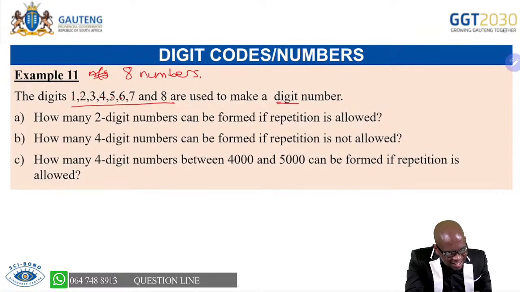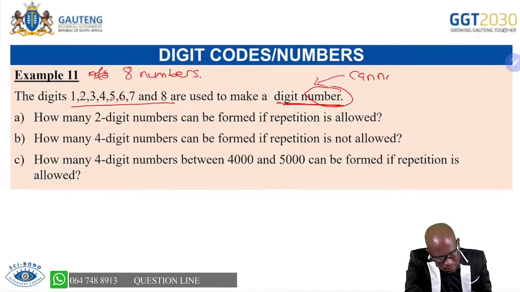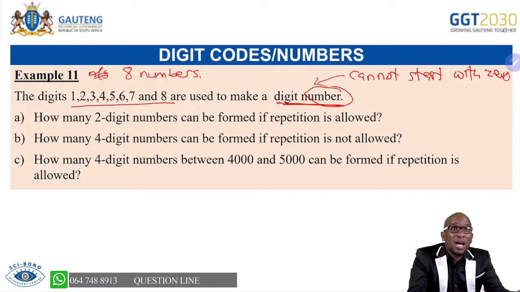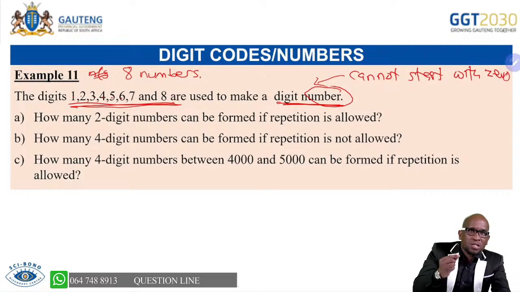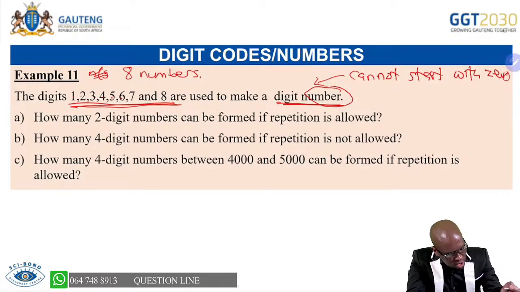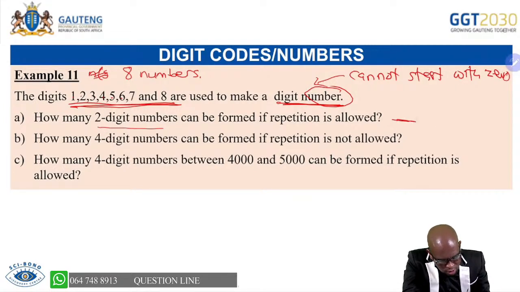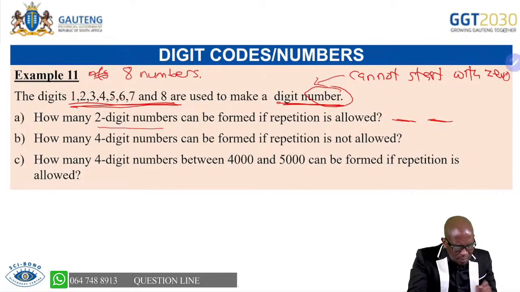We are interested in making a digit number. Remember, a number cannot start with 0. Fortunately, in our sample space, we do not have a 0. So we have an advantage there. But if there was a 0, then the number was not supposed to start with a 0. Now, how many 2-digit numbers can be formed if repetition is allowed?